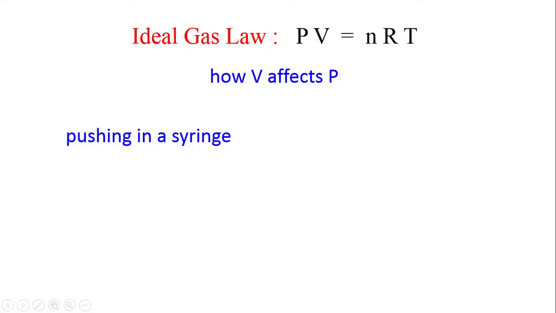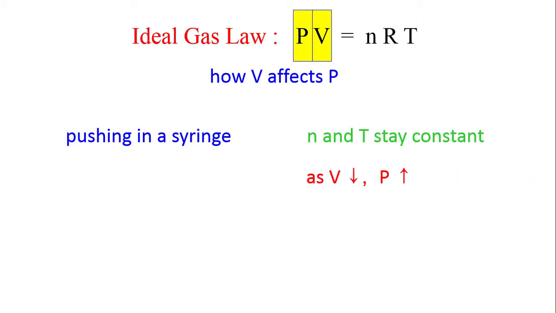In pushing in the barrel of the syringe, the number of moles and temperature inside the closed system stay constant. Since P and V are inversely proportional on the same side of the ideal gas law, a decrease in the volume of gas causes an increase in the pressure.